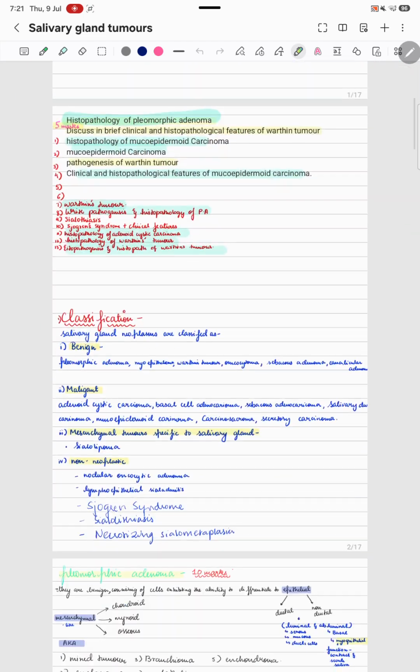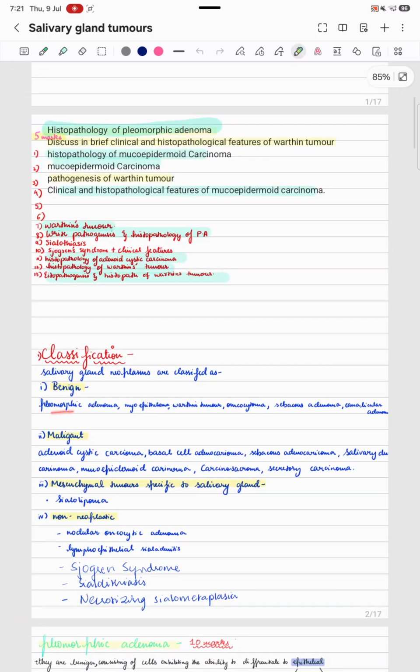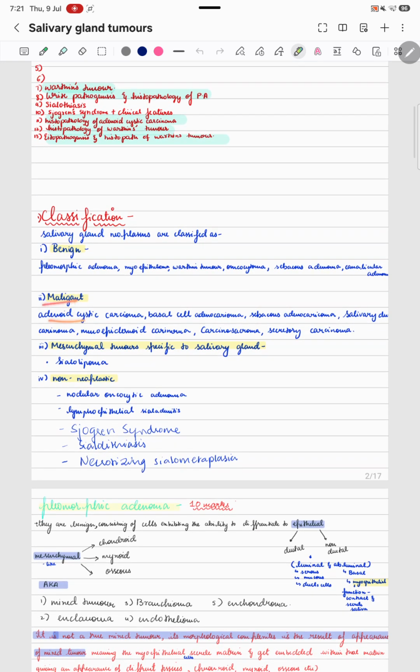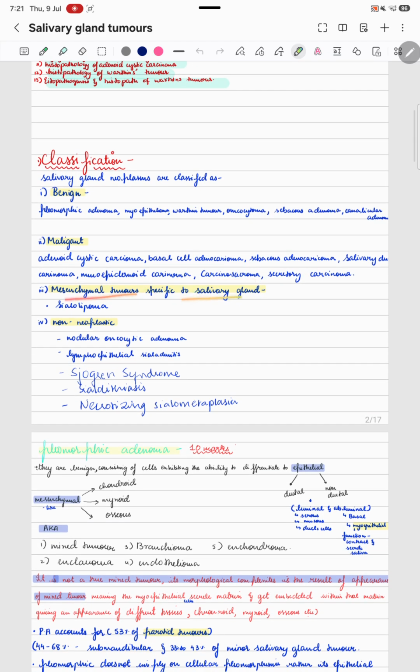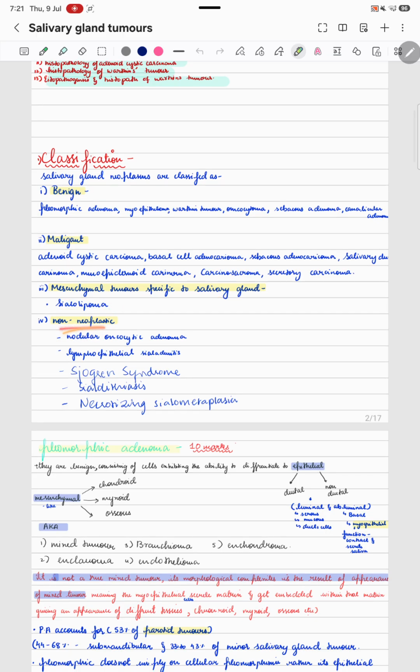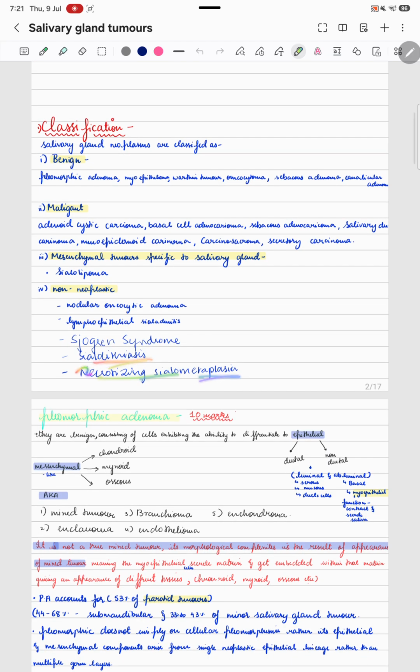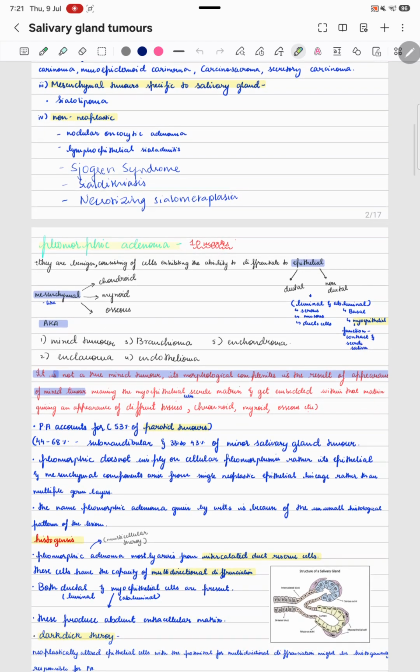So here is the detailed classification: pleomorphic adenoma, myoepithelioma, Warthin's tumor, oncocytoma, and in malignant we have adenoid cystic, basal cell carcinoma and carcinosarcoma. Then mesenchymal tumors include sialolipoma. Then non-neoplastic we have sialolithiasis and necrotizing sialometaplasia. Okay, then coming to pleomorphic adenoma for 10 marks.